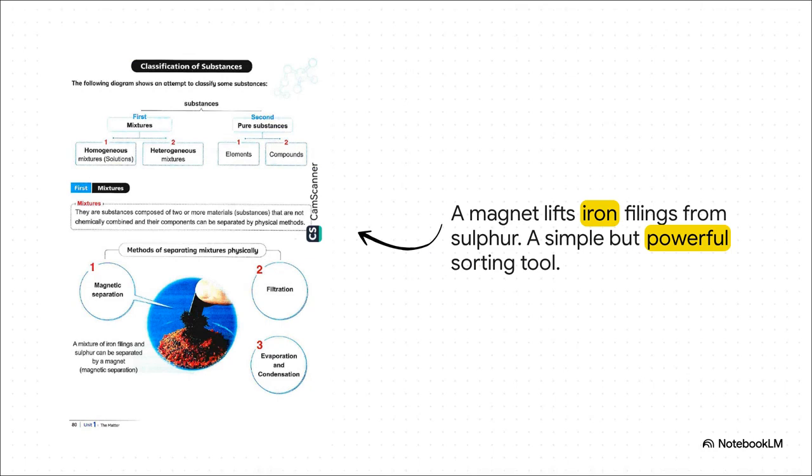Would you look at that? You just take a simple magnet, wave it over a mixture of iron filings and sulfur powder, and it just lifts the iron right out. The sulfur gets left behind. No complicated chemistry, no filters, just using a basic force of nature. It's a perfect example of using a unique physical property to sort things out.